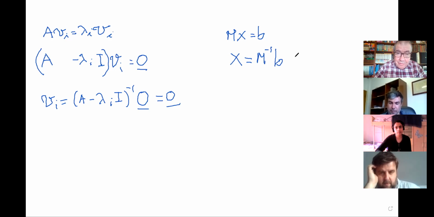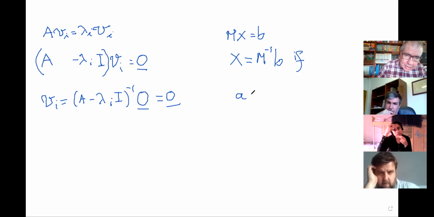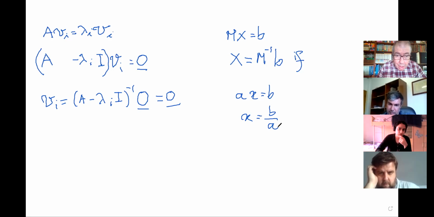Now, let's go back to here. This is only true if, what is the condition that you assume? Suppose that you have A x equal to b. And so you write x equals b divided by a. Always? When a is different from 0. So here, what is the condition? M minus 1 must exist. So one condition for the existence of the inverse of a matrix? The determinant of M must be different from 0.